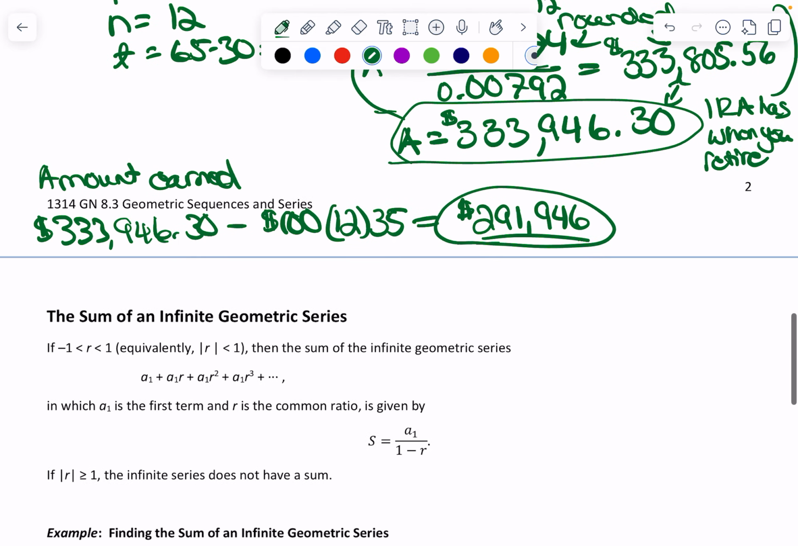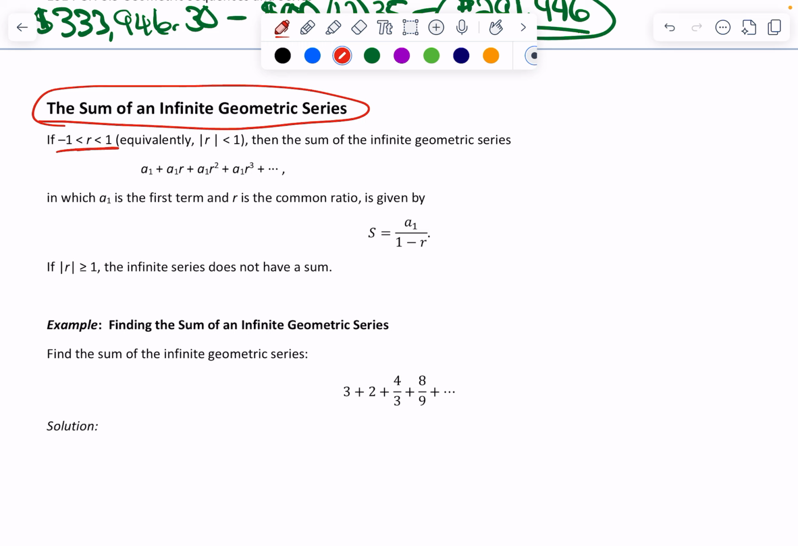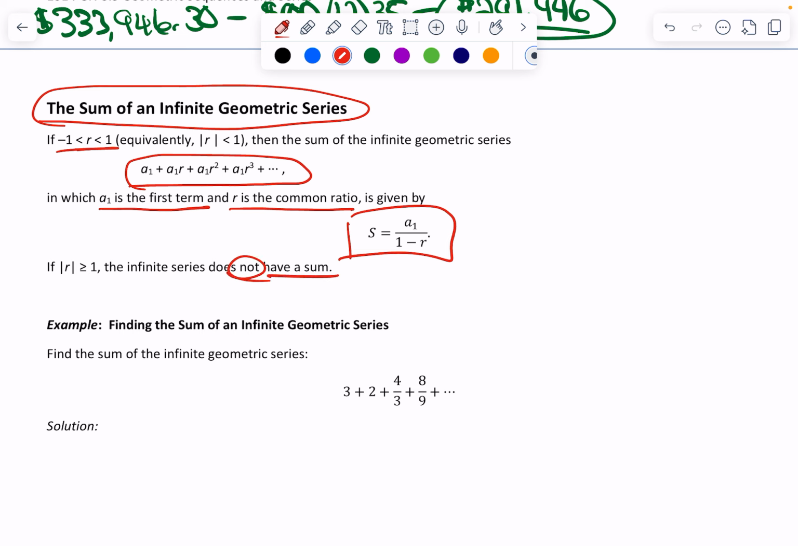Okay, next we're going to look at the sum of an infinite geometric series. If -1 is less than r is less than 1, then the sum of the infinite geometric series looks like this, in which a1 is the first term, r is the common ratio, and the sum is given by this formula. Again, if the absolute value of r is greater than or equal to 1, the infinite series does not have a sum, so the absolute value of r has to be less than 1.